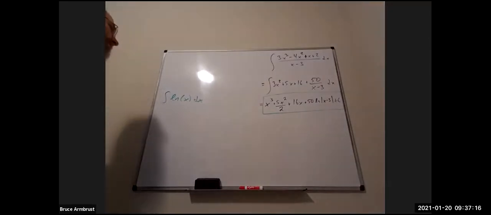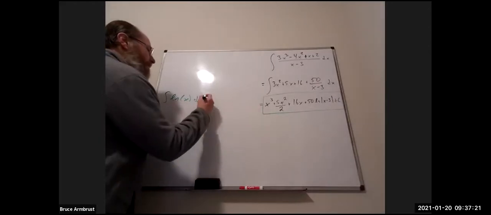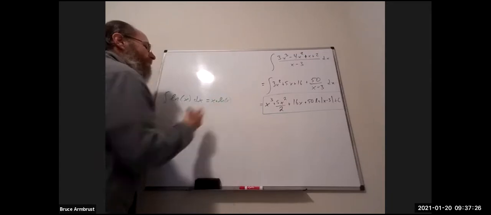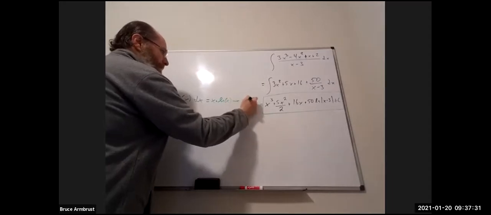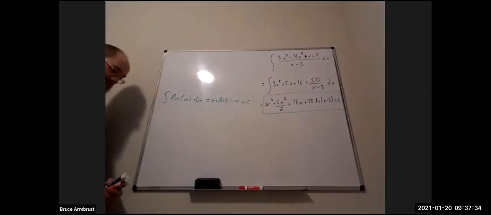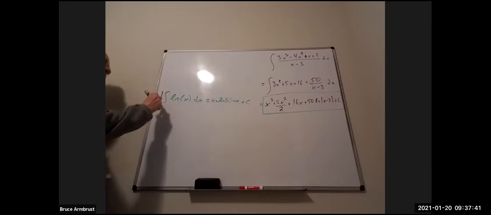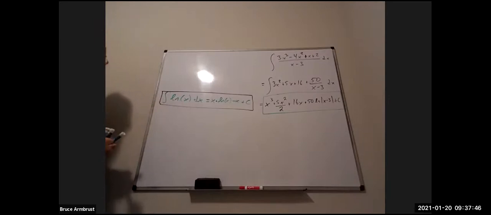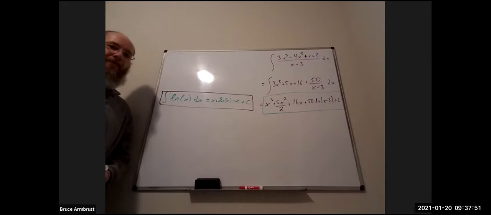But the integral of natural log, get ready, is equal to x times the natural log of x minus x. I'm going to put a box around that, because boxes mean remember this. The integral of natural log of x, the antiderivative, is x log x minus x.